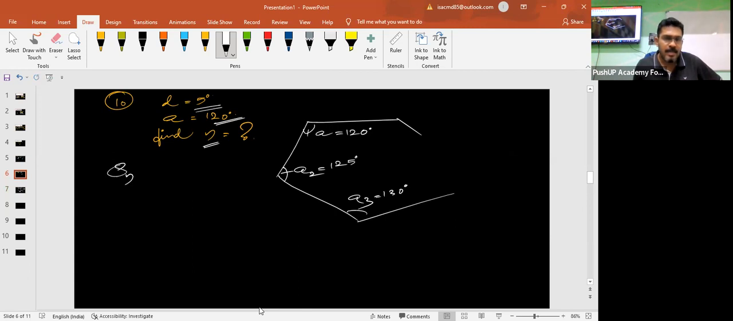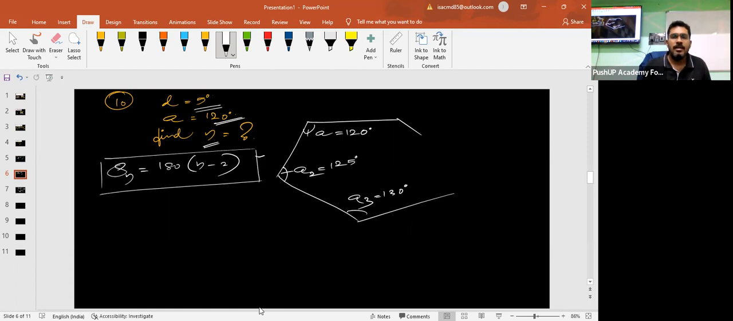Children, can't I say the sum of all the n angles of this polygon would be 180 into n minus 2? It has to be 180 into n minus 2. Let me keep this reserved. We went to class 9 and we derived this formula from class 9.